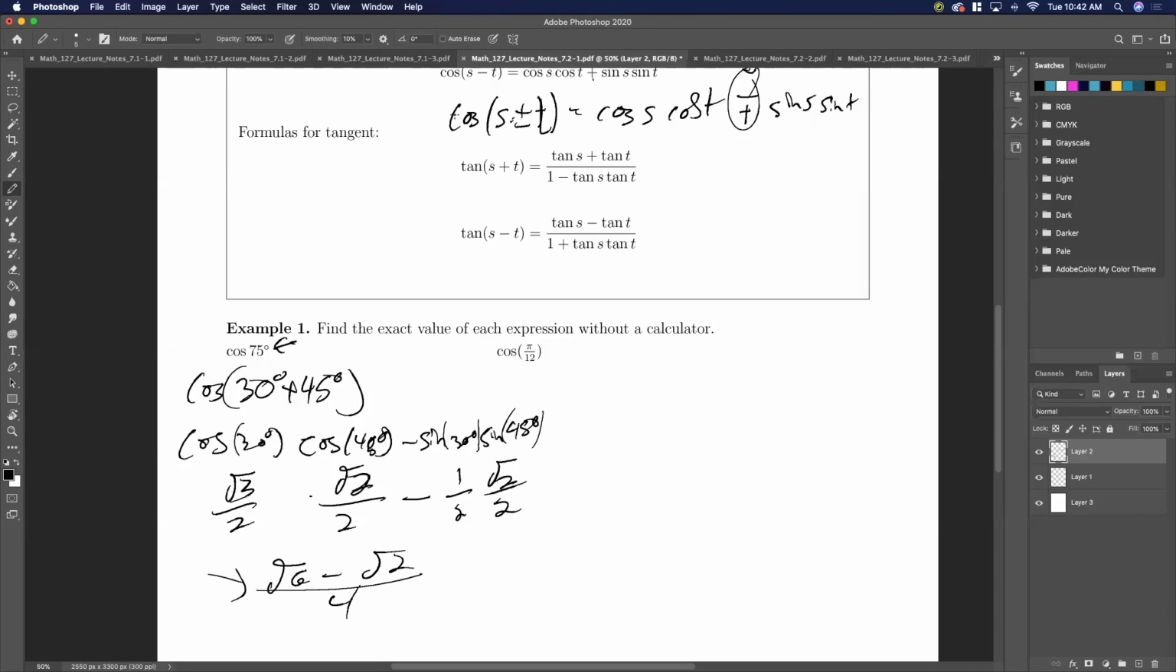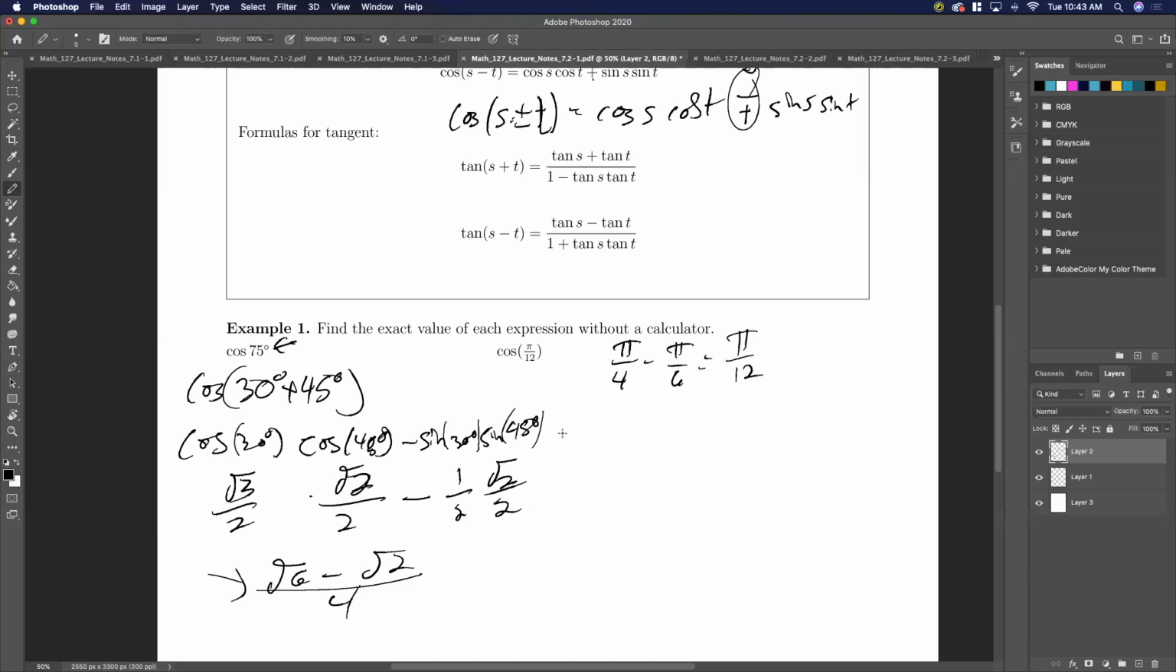And so here I've used these to produce this answer. For this one, here I want to get pi over 12. Do I know how to get pi over 12? Well, if I took pi over 4 minus pi over 6, that equals pi over 12. Because if I brought both of these to 12, this would be 3 pi over 12 minus 2 pi over 12 gives me 1 pi over 12. And so here I can do this again.